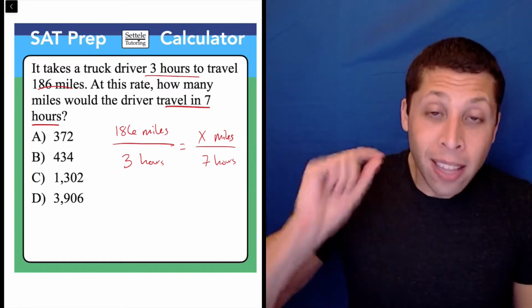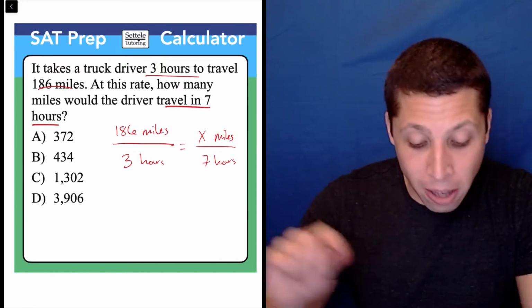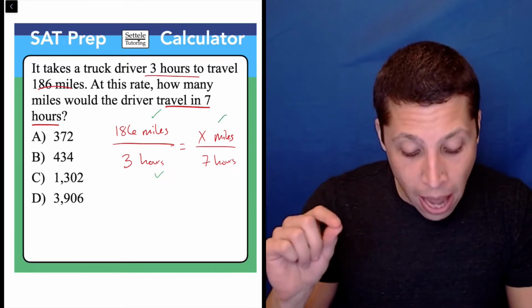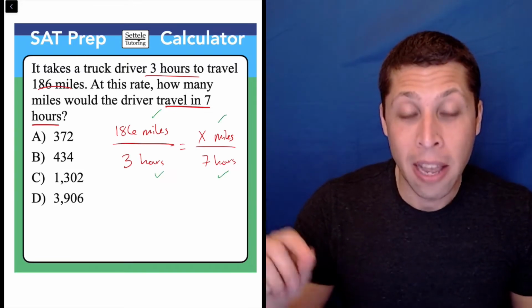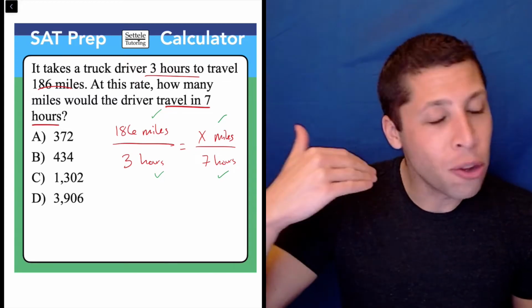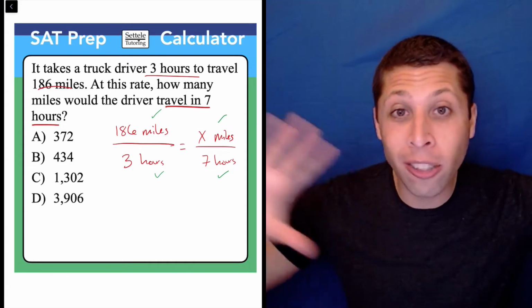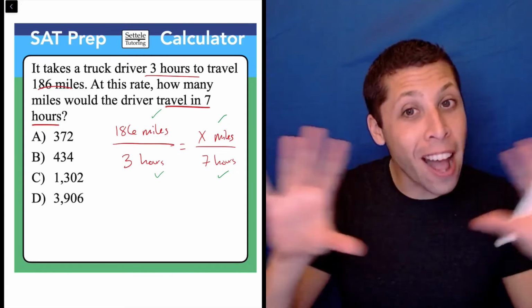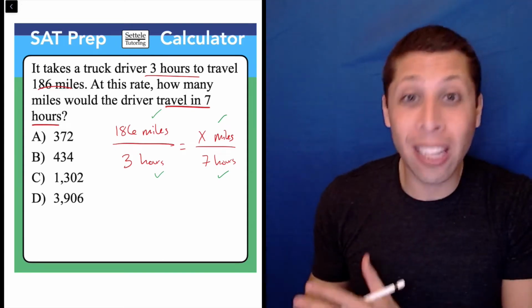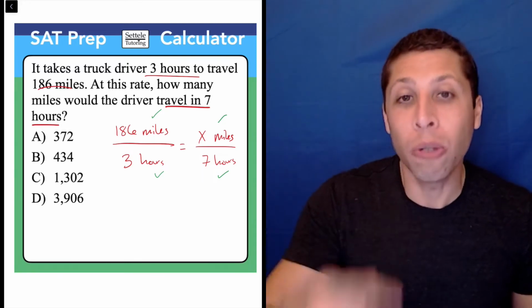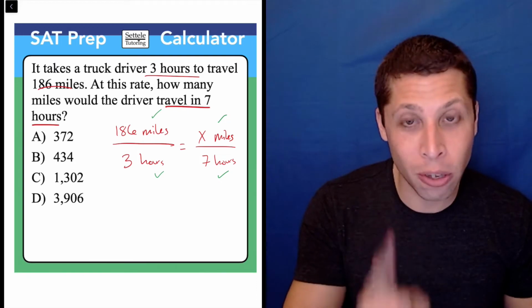Now, in this case, it doesn't matter too much, because my units check out, right? I have miles on the top of both sides, hours on the bottom of both sides. But a harder version of this question, and you will see them on your SAT, is going to change the units so that it's not the same. And so you will need to fix that, but you are much more likely to remember to fix it if you see the units. So make sure that you do.